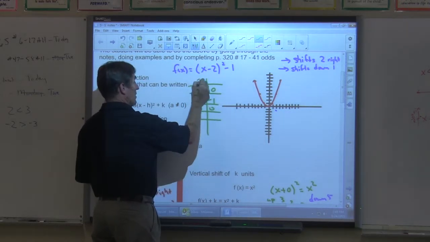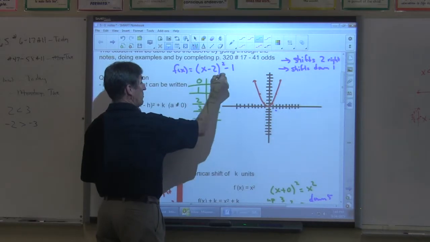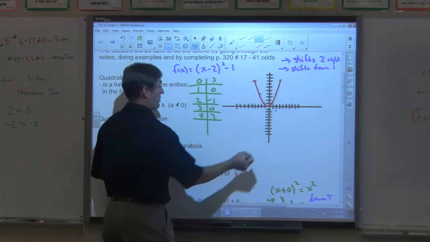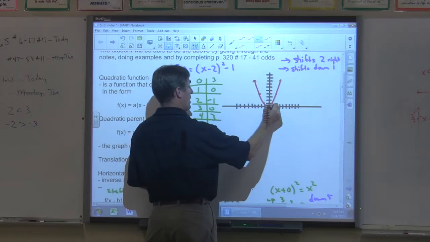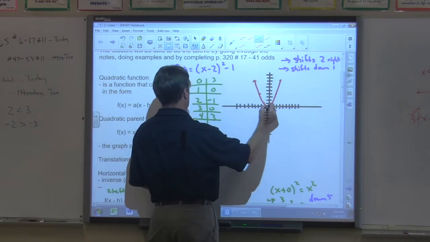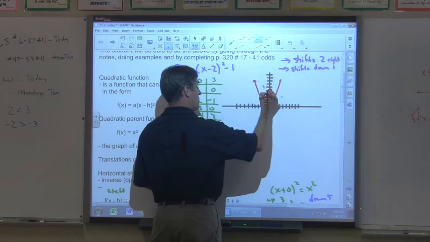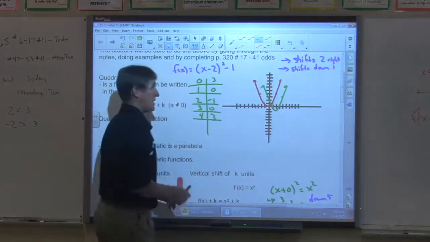And if I plug in 0, 0 minus 2 is negative 2. Negative 2 squared is 4. 4 minus 1 is 3. So that's 3, which means 4 is 3. So I could graph that. I'm at 1, I'm at 0, and at 0, I'm at 3, and here I'm going to be at 3.